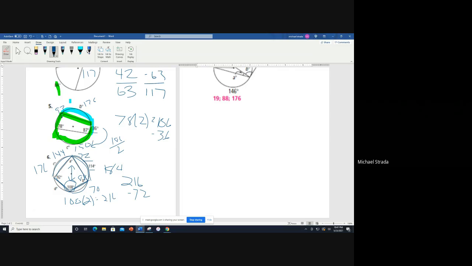And then to get D, you can just add them all up and subtract from 360. All right. 70 and 72 is 142. 142 and 144 is 286. Subtract from 360, and D is 74.